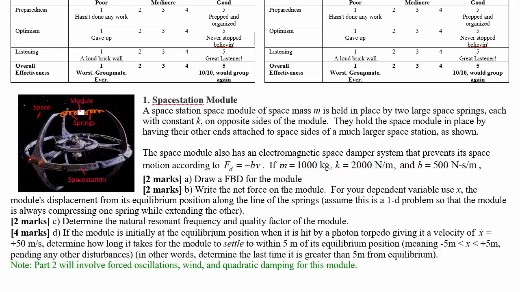And if the module is initially at the equilibrium position when it's hit by a photon torpedo, giving it a velocity of plus 50 meters per second, determine how long it takes for the module to settle to within 5 meters of its equilibrium position.